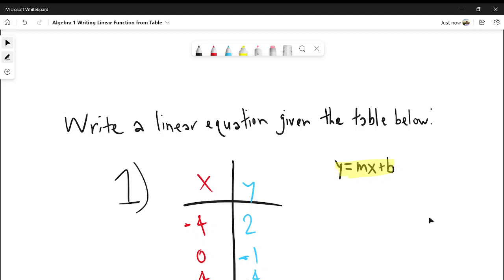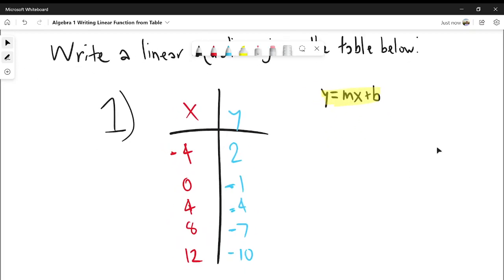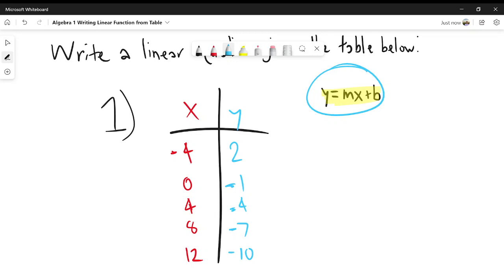In this video, you're going to learn how to write a linear equation from a table. So let's look at the first question. In the first question, it gives us 5 coordinate points, and we want to have it in this form, y equals mx plus b. So alright, let's get started.